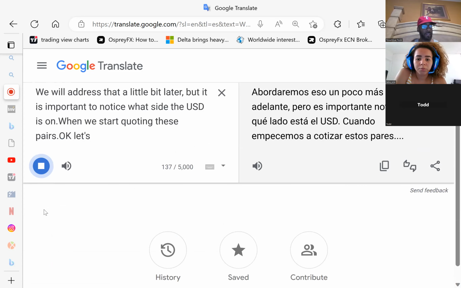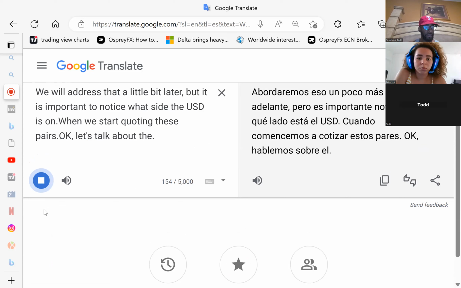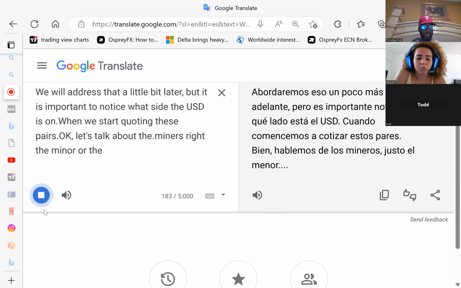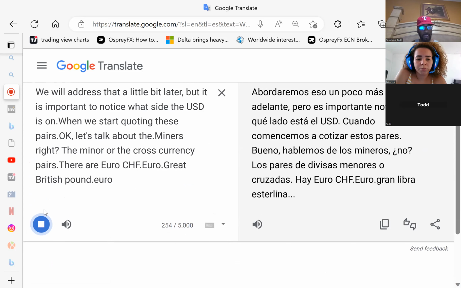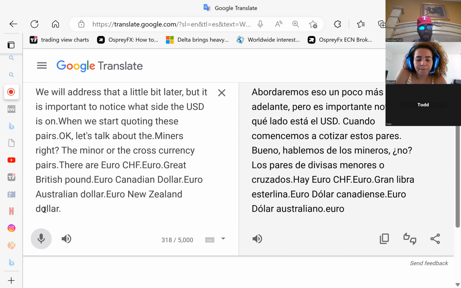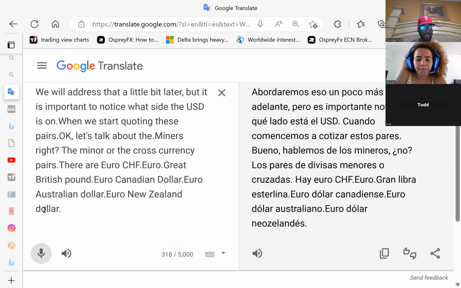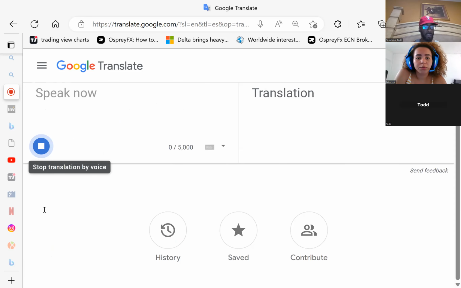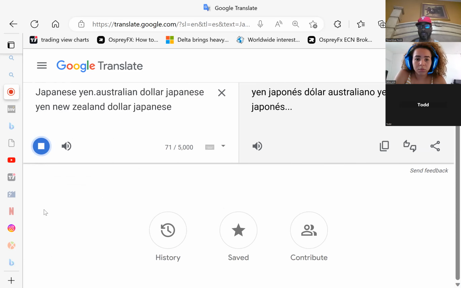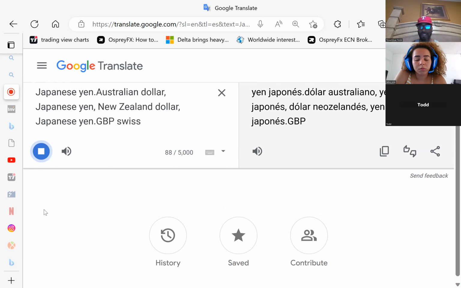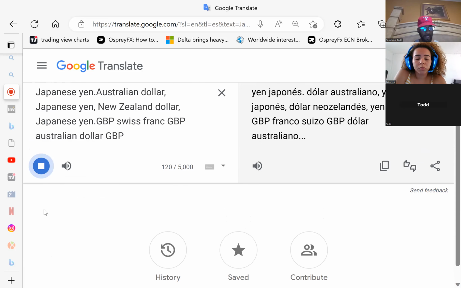Okay, let's talk about the minors, right? The minor or the cross currency pairs. There are Euro Swiss franc, Euro Great British Pound, Euro Canadian Dollar, Euro Australian Dollar, Euro New Zealand Dollar, Euro Japanese Yen, Great British Pound Japanese Yen, Swiss Franc Japanese Yen, Canadian Dollar Japanese Yen, Australian Dollar Japanese Yen, New Zealand Dollar Japanese Yen, GBP Swiss Franc, GBP Australian Dollar, GBP Canadian Dollar, and so forth.